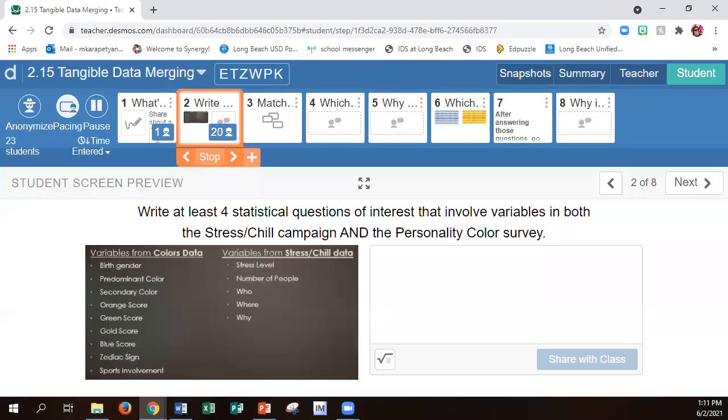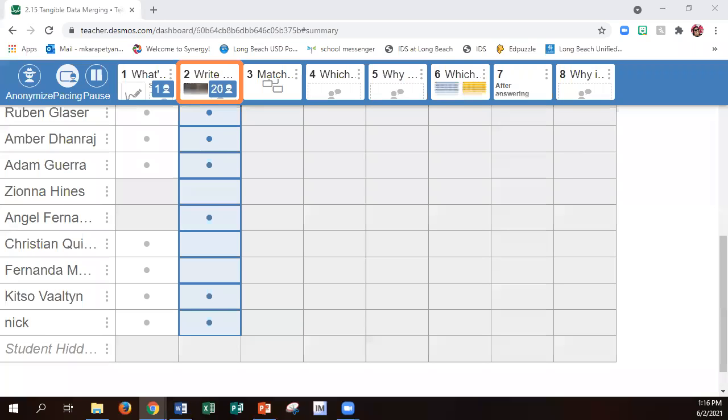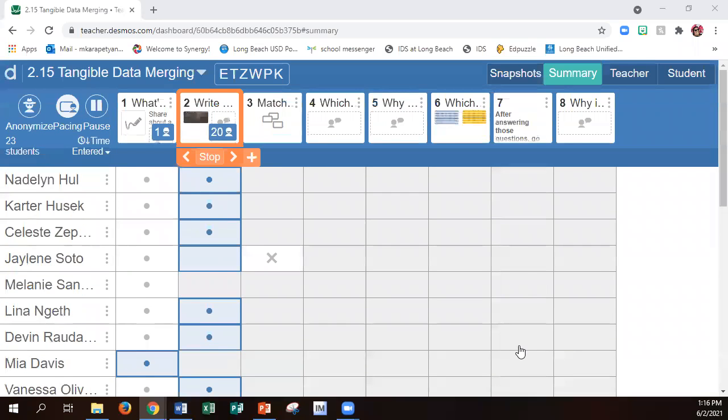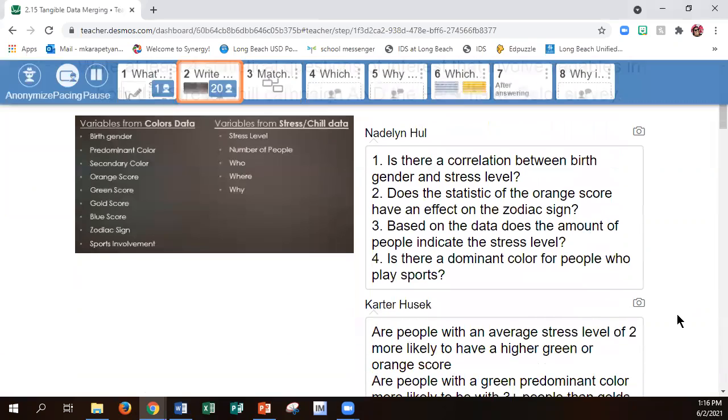Okay, so 5 minutes. So if you're feeling a little stuck, that's okay. Let's take a look at what some of our classmates have written down here. So it says, is there a correlation between birth gender and stress level? Dang, I like it. Does the statistics of the orange score have an effect on the zodiac sign?